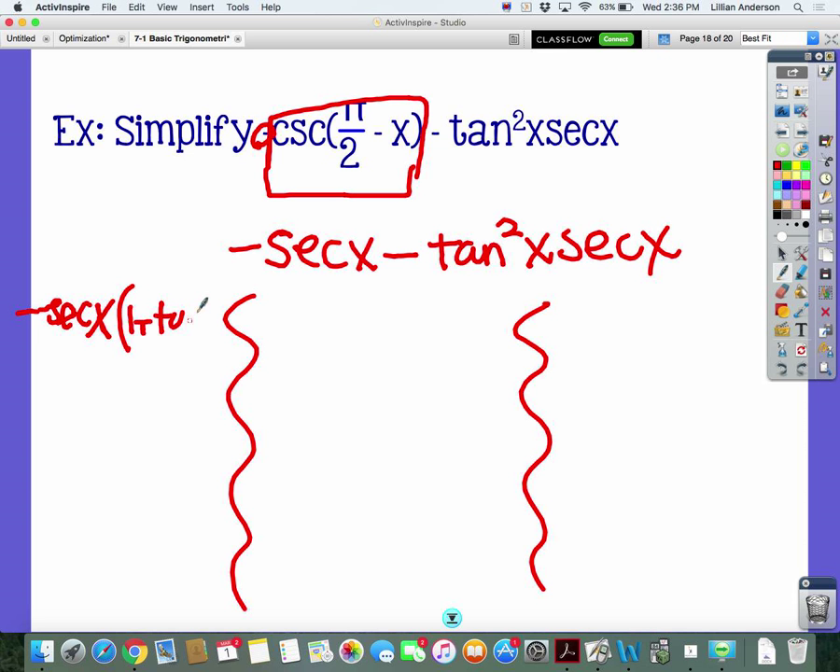Plus tangent squared x. I don't know how much longer I'm going to last with this pen, so just kind of stay with me. It's breaking in certain places. That's a tangent. Now this is an identity: tangent squared x plus 1 equals secant squared. So I have a negative secant x times a secant squared x. So it would be negative secant cubed with that.